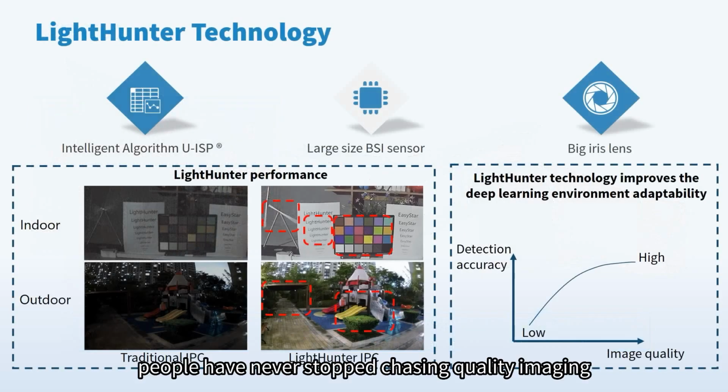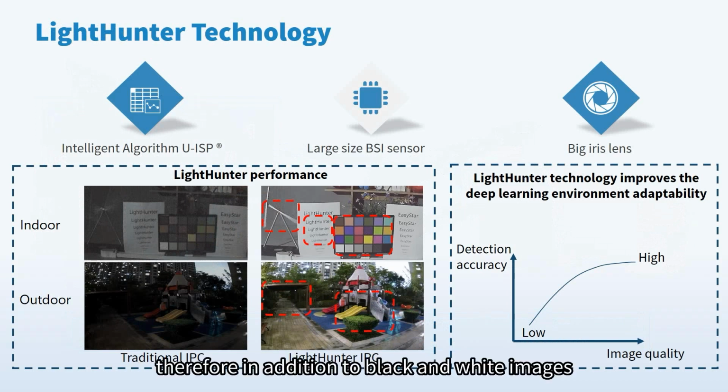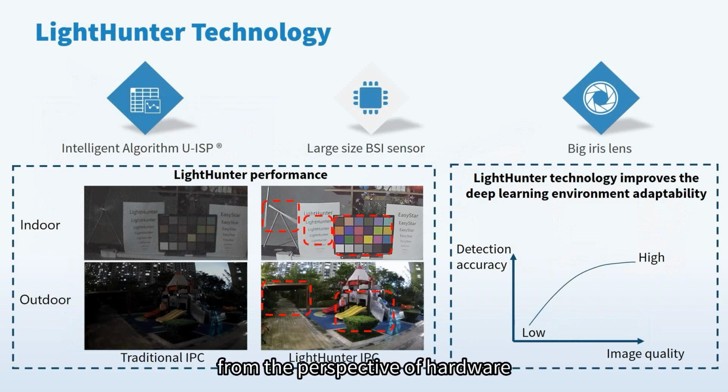People have never stopped chasing quality imaging even in darkness. Therefore, in addition to black and white images, people also want to see color images at night. That's why the Light Hunter technology has been born. From the perspective of hardware, large size of sensor increases sensing area. Large aperture let more light enter camera, so generated image is brighter.